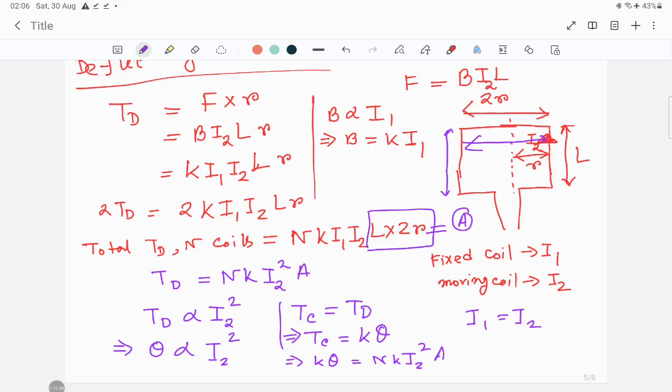Okay, so these are the two things that we need to know: the deflection is directly proportional to the square of the instantaneous values. Okay, so that's it. And the controlling torque is also provided by the hairspring.